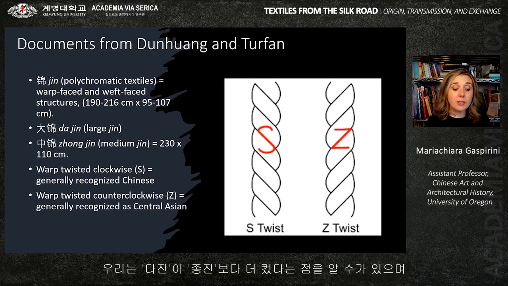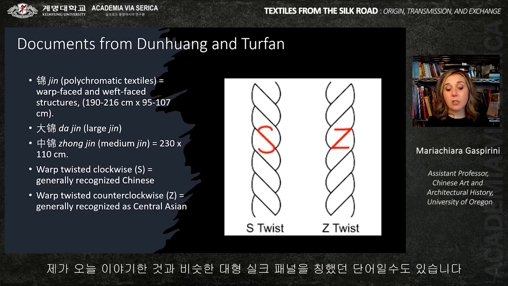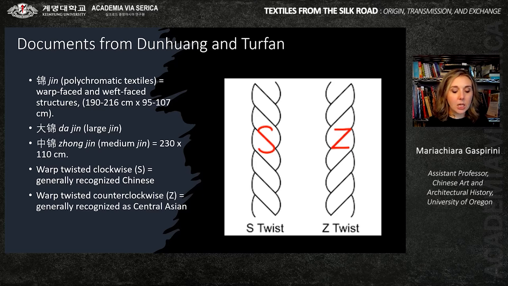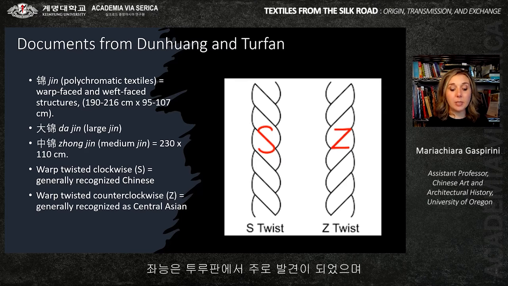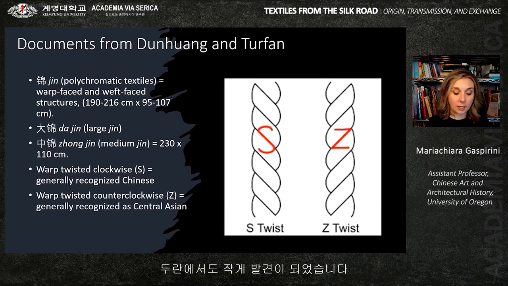We can assume that the dajin was larger than the zhongjin, and possibly it was referring to a large silk panel similar to the one I am discussing today. The small number of Chinese weft-based jin incorporating Central Asian motifs, but with less twisted warp, have mainly been discovered in Turfan and a few also in Dulan.